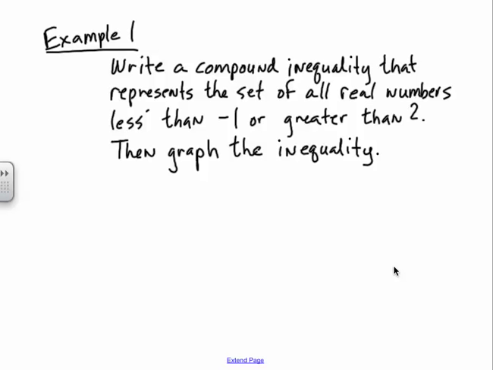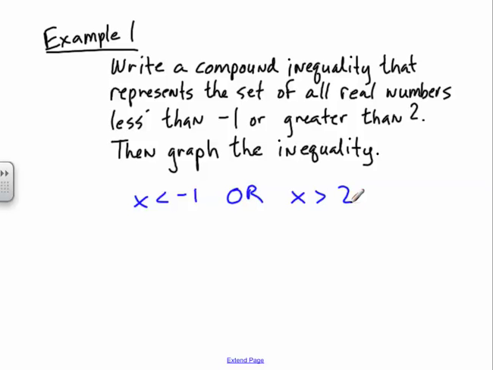It says write a compound inequality that represents the set of all real numbers less than -1 or greater than 2. Then graph the inequality. Now, when I deal with a compound inequality involving the word or, I'm actually going to write the word or in the middle. Okay? Because or statements actually have two inequalities, one on the left and one on the right. They're not thrown together all into one inequality. Okay, so the first one I'm going to say that x is less than -1 or x is greater than 2.